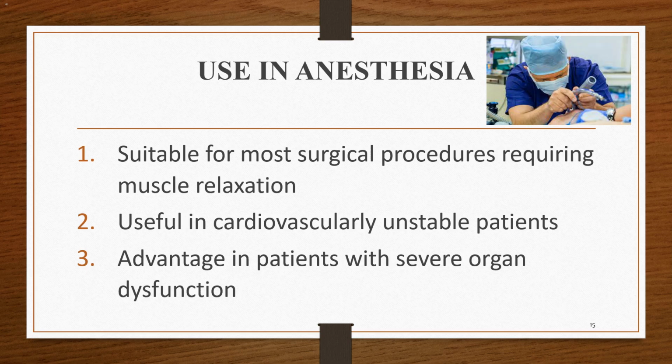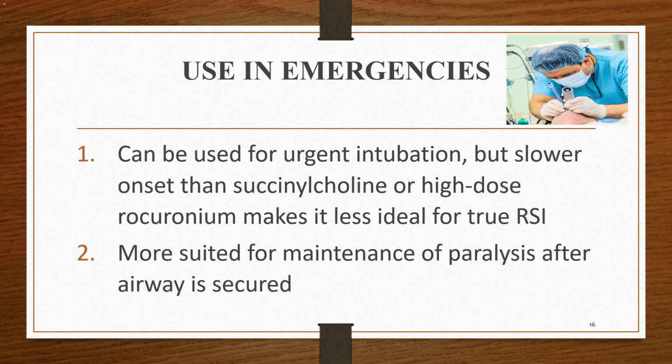Cisatracurium can be used for muscle relaxation in many types of surgeries. 2. Useful in cardiovascularly unstable patients. Cisatracurium is a good choice for patients with unstable heart or blood vessel conditions because it causes minimal histamine release. 3. Advantage in patients with severe organ dysfunction. Cisatracurium's breakdown doesn't depend much on liver or kidney function, making it useful for patients with severe problems in these organs.